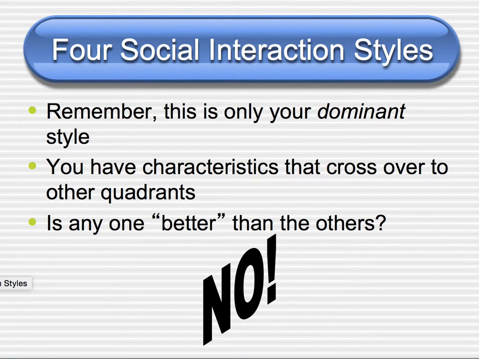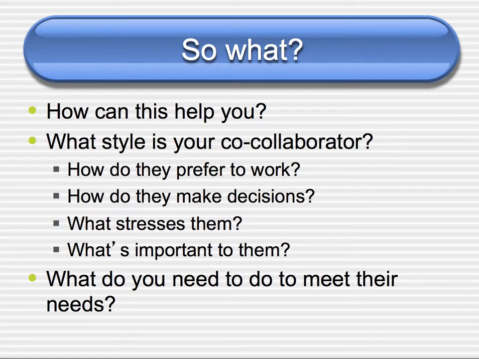So for social interactions, remember, this is only your dominant style. You have characteristics that cross over. I've said this already. Is anyone better than the others? Absolutely not. That's what they are. So what? How can this help you? What style is your co-collaborator? What's your client style? I think that may be useful for you to help understand how to interact with them and what you're going to need to do.